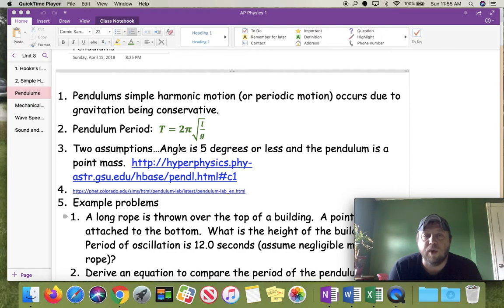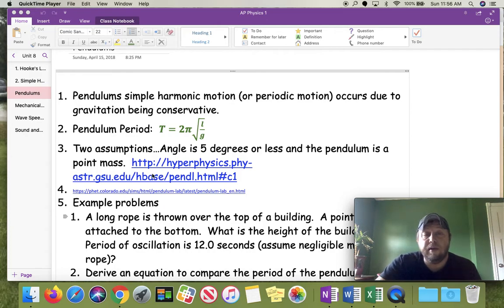Also, the equation that's given above is actually just an approximation. So in order for us to be able to utilize that equation, we need to keep our angle very small. And when I say 5 degrees or less, we actually want the angle to be next to nothing, just to have a really small oscillation. So when we do our pendulum lab here in another couple of days, we want to make sure that we use even a 1 degree angle when we're pulling this back.